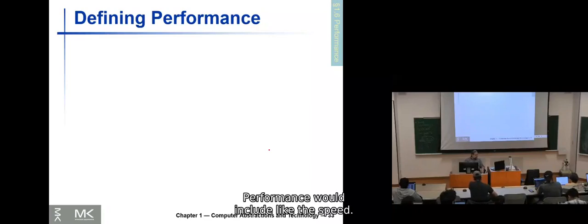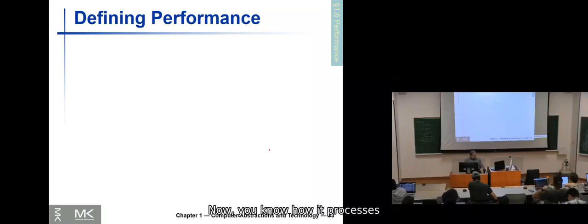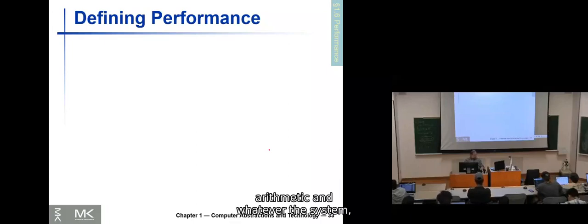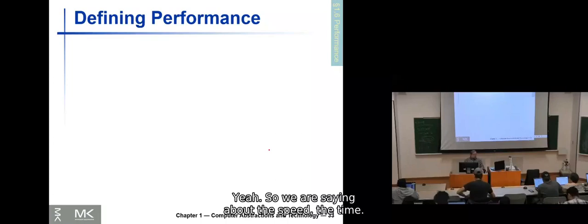So I guess the performance would include like the speed. Perfect. Yeah, speed. First one is speed, okay. And how well it can complete the controls and stuff. So it's somehow related to a speed, no? Yeah, like how it processes arithmetic and other, it takes the input and whatever the system wants it to do, and then it processes the output. So if it does something arithmetic well, it means that it can do it faster. Yeah. So you are saying about the speed, the time.